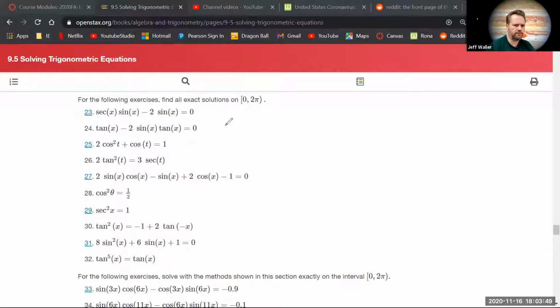So what's the immediate thing that should strike you on number 24? Anything strike you guys on number 24? It's equal to 0. Good old algebra tells you to look for what on this side?